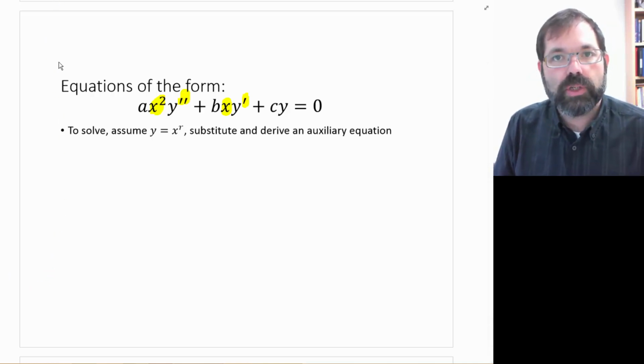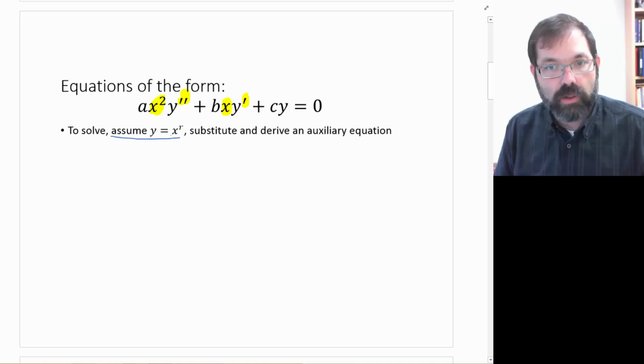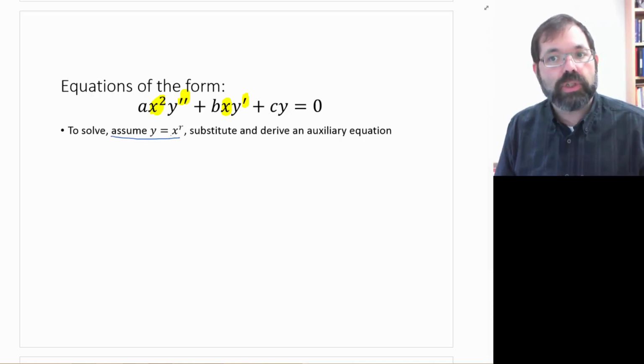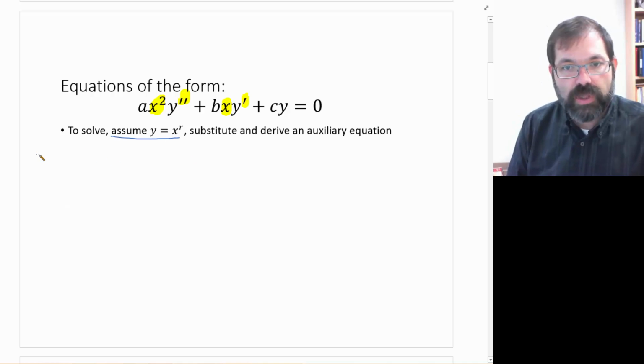Now for the Cauchy Euler equation, the assumption that we make is that y is of the form x to the r. And like we did for the constant coefficient equations, we will make that assumption, substitute, derive an auxiliary equation, and see what happens. So let's continue with that assumption. Then y prime would be r x to the r minus 1, and y double prime would be r times r minus 1 x to the r minus 2.